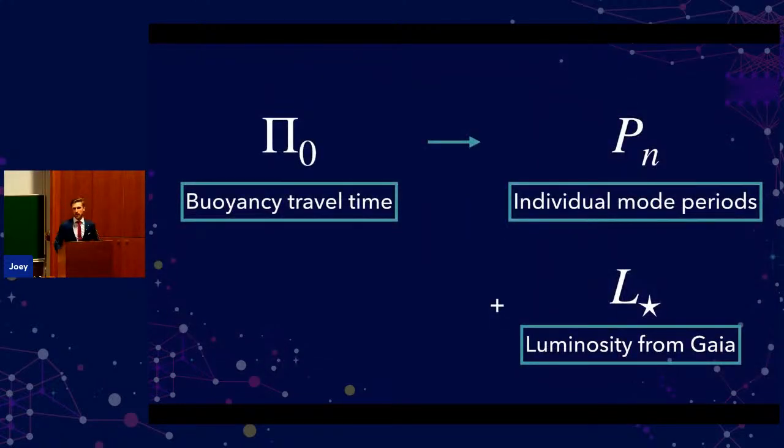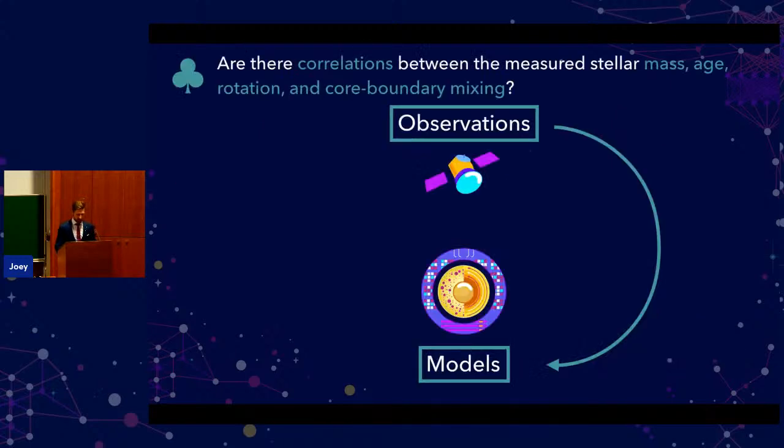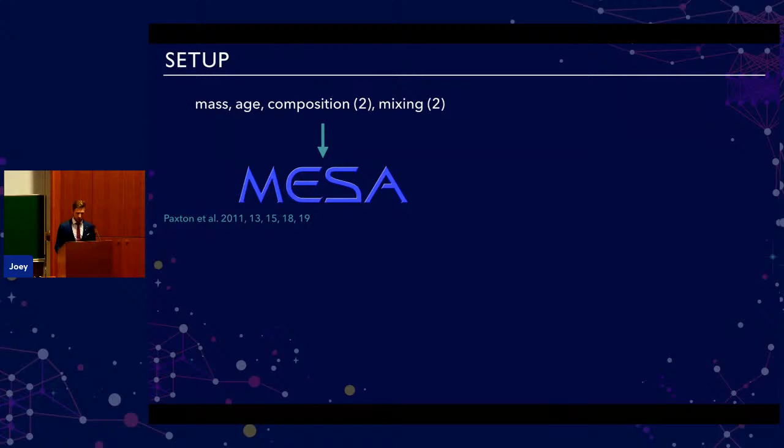All right, so now we're going to move on from using the buoyancy travel time to using the individual mode periods of the g modes, and in addition use the luminosity that we get from the ESA Gaia mission. So we asked whether we can see any correlations between the mass, the age, the rotation, and the core boundary mixing in these stars.